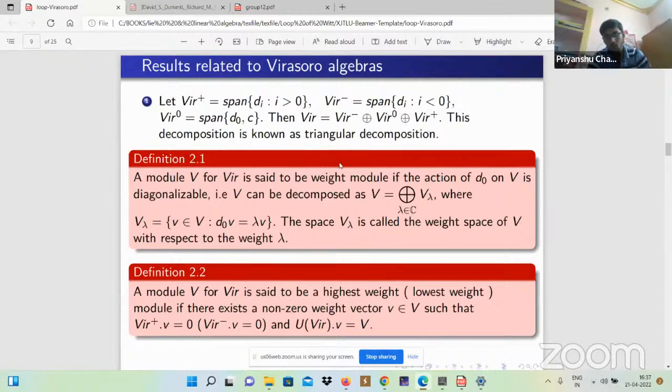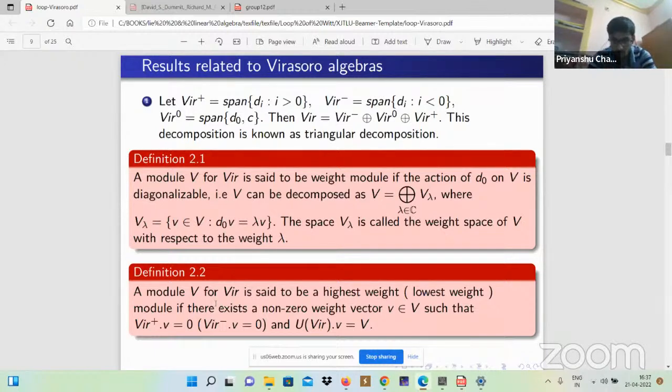Now we are going to define a weight module for the Virasoro algebra. A module V for the Virasoro algebra is said to be a weight module if the action of d_0 on V is diagonalizable. That is, V can be decomposed as a direct sum of V_lambda, where V_lambda equals the set of all v in V such that d_0 dot v is equal to lambda v. The space V_lambda is called the weight space of V with respect to the weight lambda.